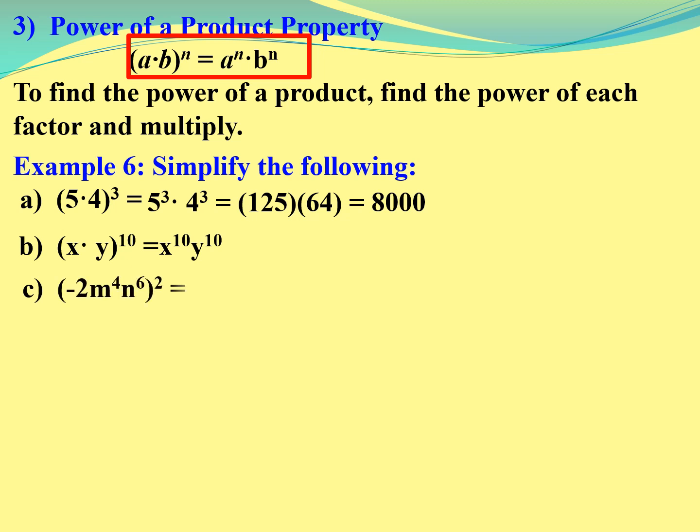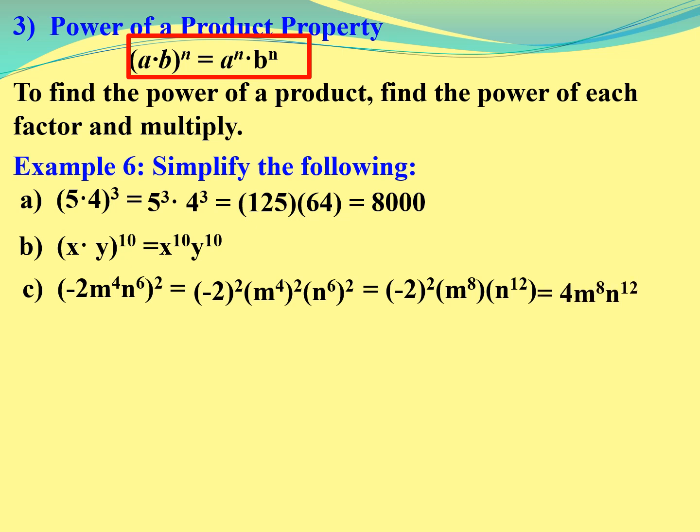Letter C. Quantity negative 2 m to the 4 n to the 6 raised to 2 equals negative 2 raised to 2 times m to the 4 raised to 2 times n to the 6 raised to 2. Simplifying, we have negative 2 to the 2 times m to the 8 times n to the 12, or this is equal to 4m to the 8 n to the 12.